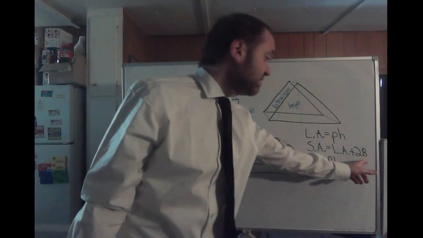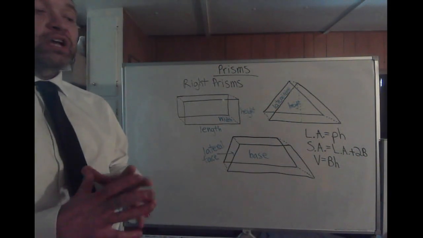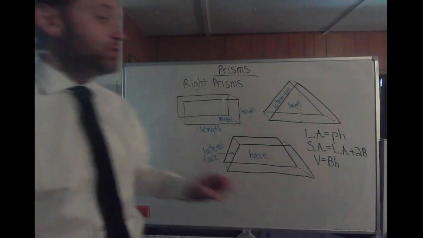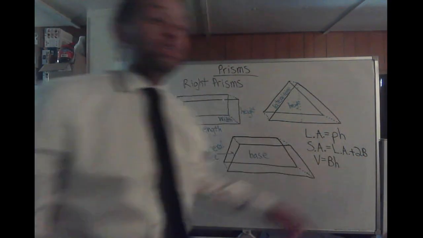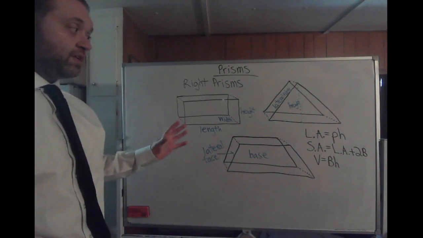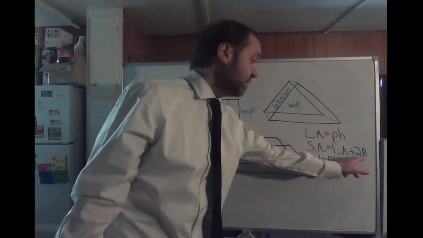Capital B stands for the area of the base. Usually, if you're working with lowercase letters, that just denotes a length. If you have uppercase letters, that denotes an area of something. So the surface area of a prism is the lateral area plus twice the area of one of the bases.